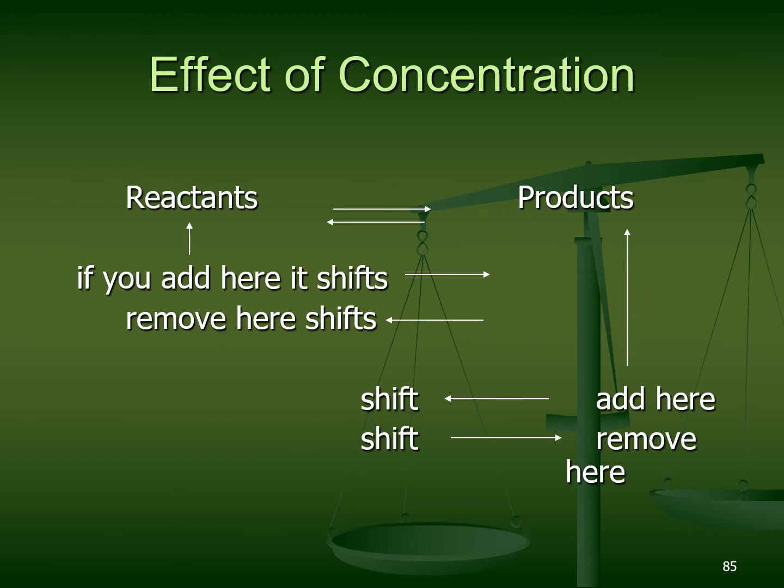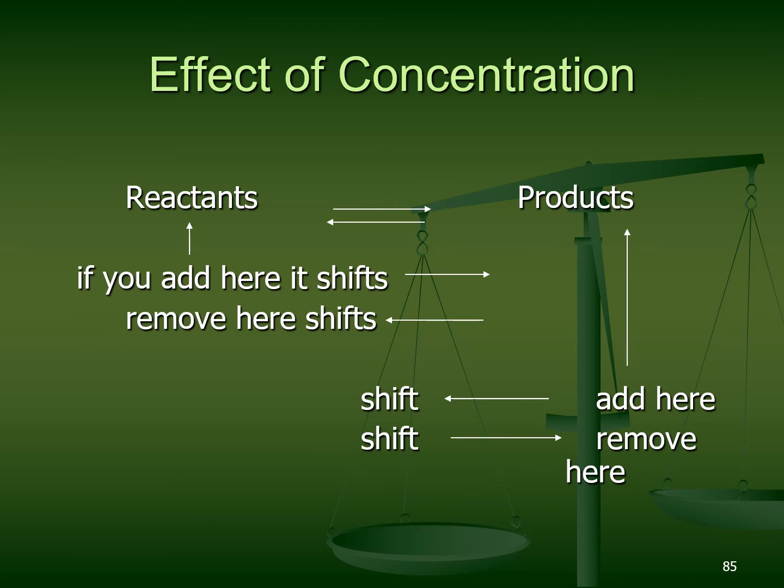The same thing would happen if you want to shift the equilibrium to the left. Well, we could either remove some reactants or add some products, and that will shift it to the left. So if you add something on one side, so in this case, if we have our reactants and our products, if we add some reactants, it'll shift to the product side. If we remove some reactants, it'll shift toward the reactant side.